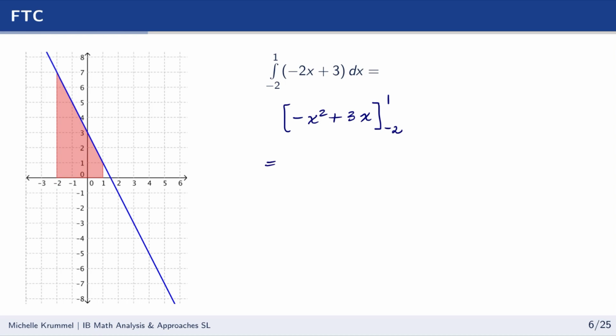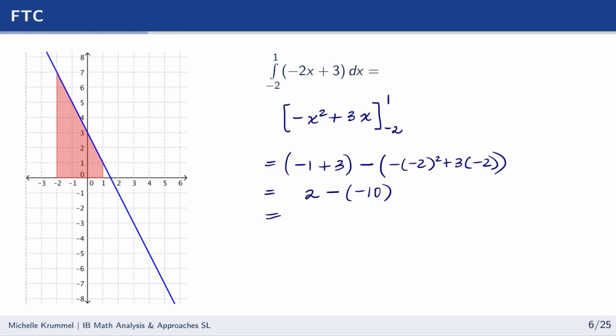And now I'm going to sub in the upper bound, the 1. So I'm going to get negative 1 plus 3 minus, and then I'm going to sub in the lower bound. So minus negative 2 squared plus 3 times negative 2, like so. And then we're going to simplify. So negative 1 plus 3 is 2, minus, and then in the other set of parentheses, we've got negative 4 minus 6 is negative 10, and that's going to give us 12.